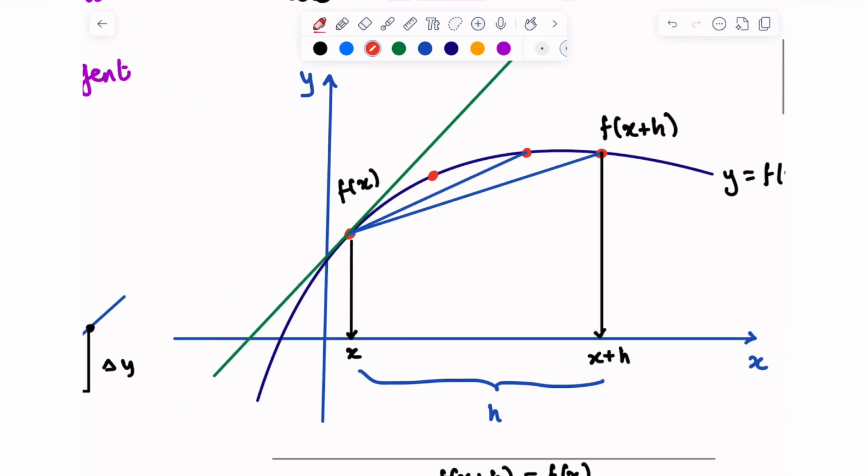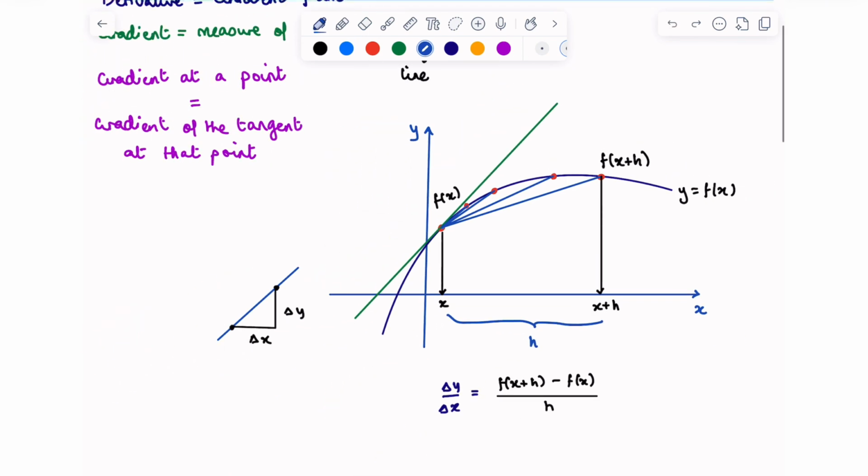Now let me just keep going. Let me draw my point there. And the same thing, I'm going to draw my line connecting them. Okay, wow. So it's getting much, much closer. The closer I get to this point, the closer it gets to this tangent line that I have here. So if I put a point there, of course, it's going to be even closer. So the closer I get to this point here, the closer these lines get to the tangent.